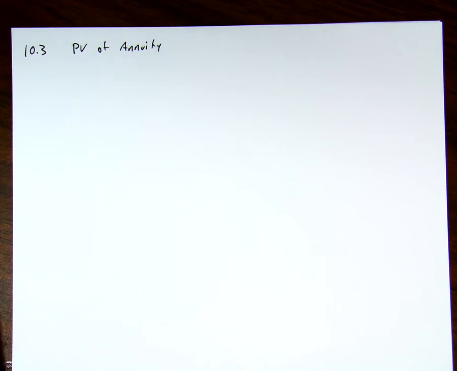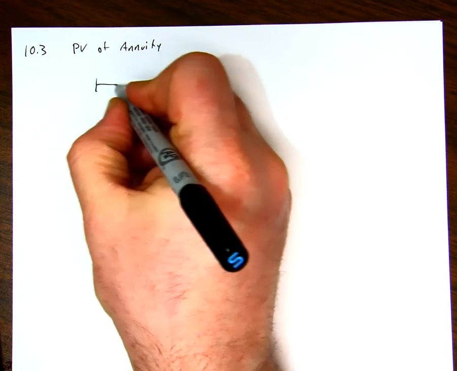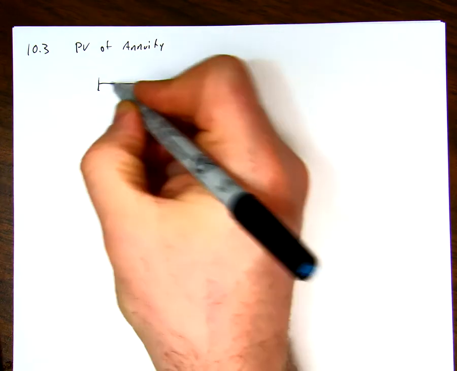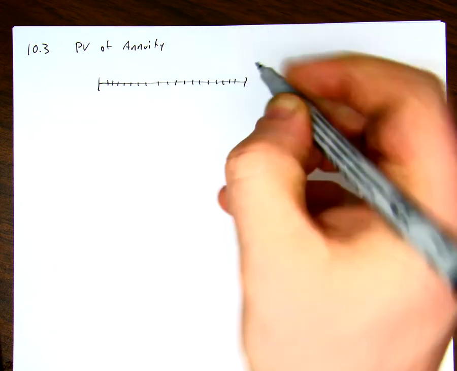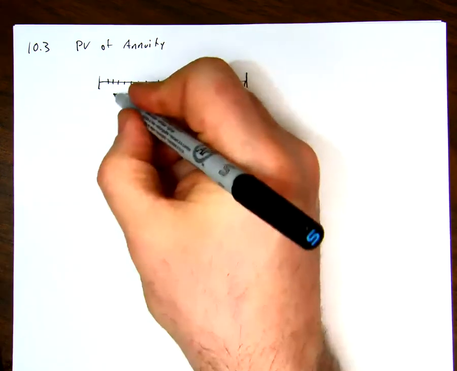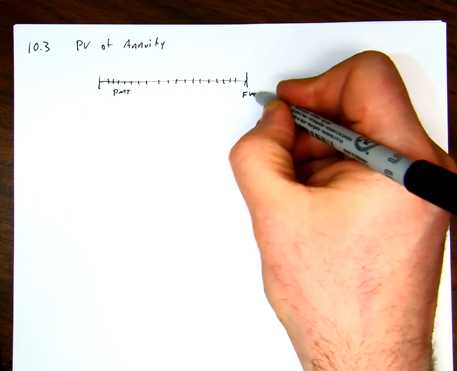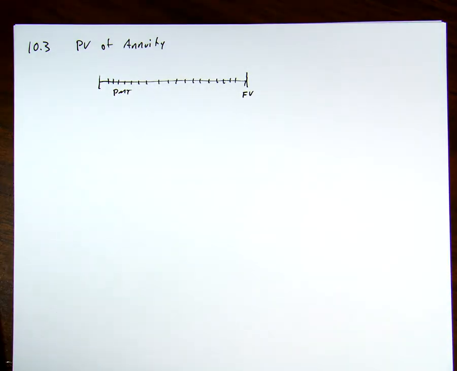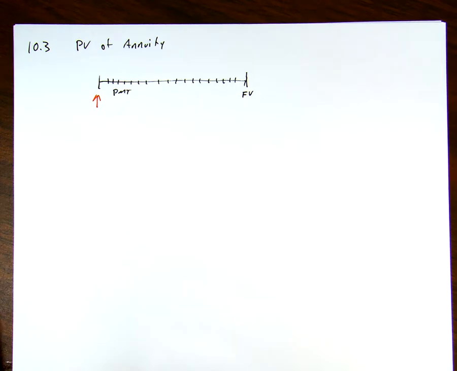Section 10.3, the present value of an annuity. We're looking at a whole set of payments at the end of each month or the end of each period. And we usually will know what the amount of a payment is. We will know the future value of something. And what we're trying to calculate is the present value. So we're going to try to find this present value.